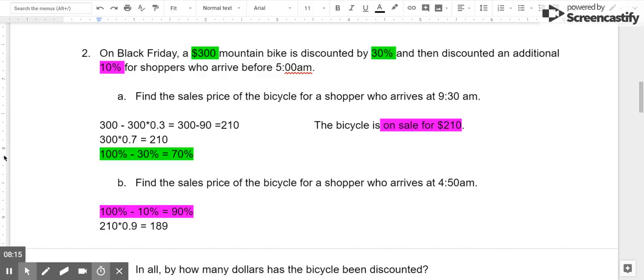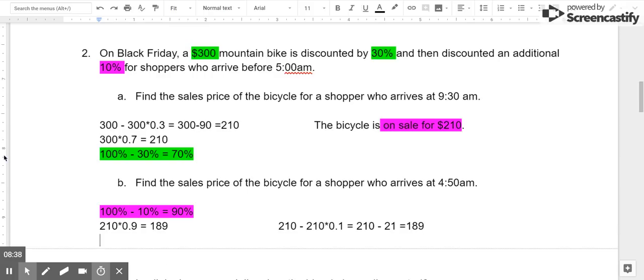The other way I could approach this problem would be to think of the starting amount, which in this case is $210, and take away 10% of 210. This will give me the same exact answer. Or in other words, I'll take 210 minus 21, which is 189. So the price for a shopper who arrives at 4:50 a.m. is $189.